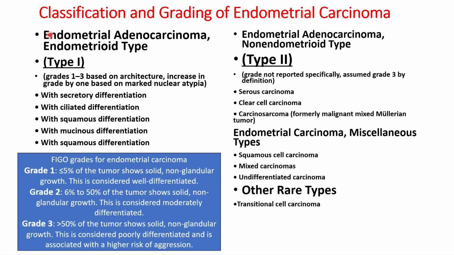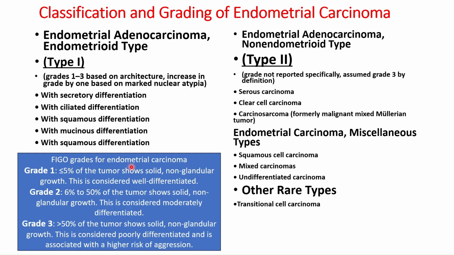Now let's look at classification and grading of endometrial carcinoma. There are two types. Type 1 is endometrioid type, and type 2 is non-endometrioid type. Here grades 1, 2 and 3 are based on architecture, with an increase in grade by 1 based on marked nuclear atypia. There are endometrial carcinoma types with secretory differentiation, ciliated differentiation, squamous and mucinous differentiation.